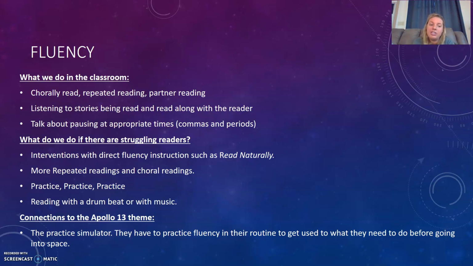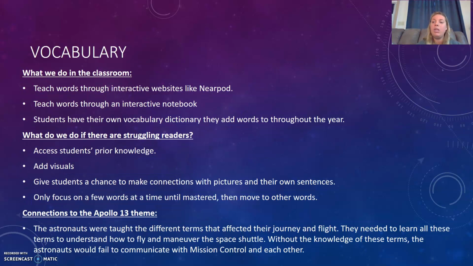With us being a fine arts school, I said reading with a drum beat or with music. Music is a great way to build fluency. They can sing songs, they can read with a drum beat, making sure that they can read fast, they can read slow. Connections to the Apollo 13 theme: the practice simulator. They have to practice fluency in their routine to get used to what they need to do before going into space.